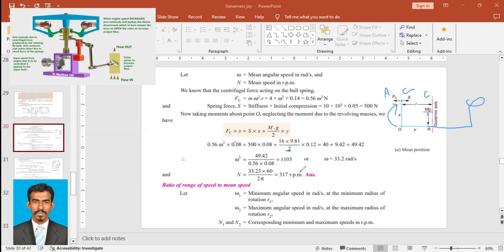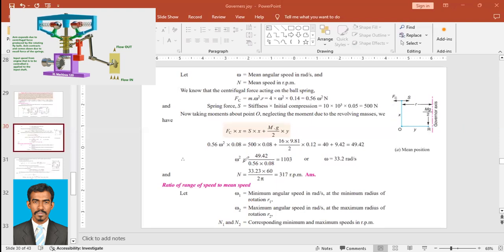The question asked is to find the ratio of the range of speed. If we have to find the ratio of the range of speed, we have to find the maximum as well as the minimum speed. So we need to find omega for maximum, that is omega 2, and omega for minimum, omega 1. We need to find them also.